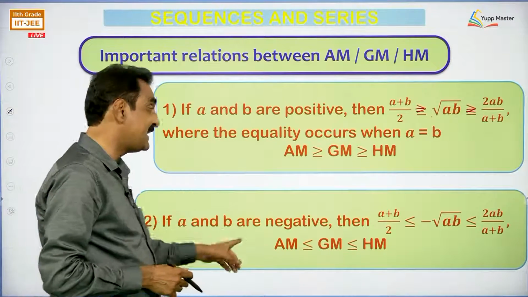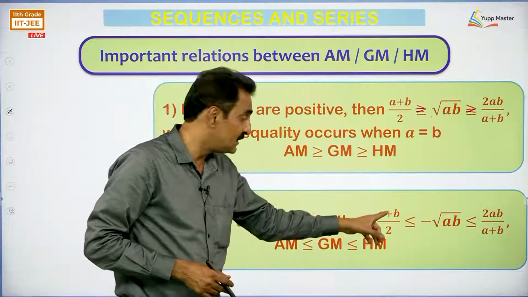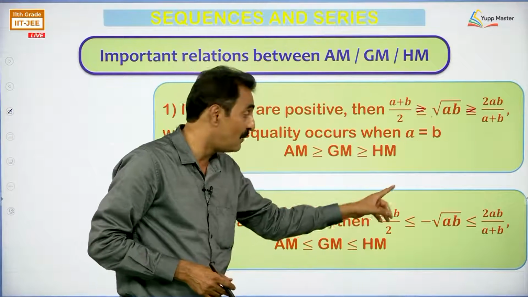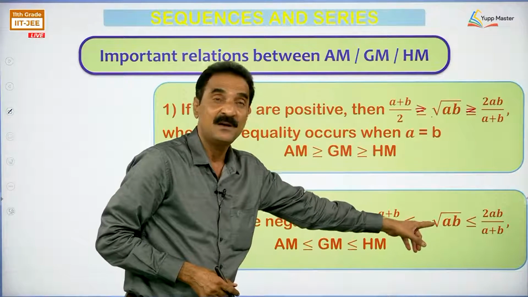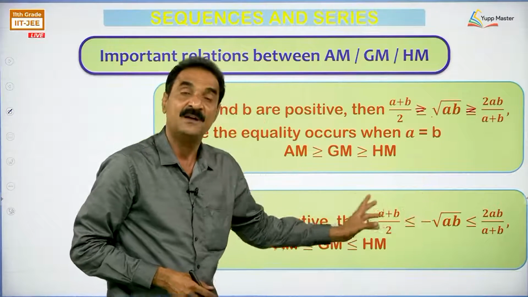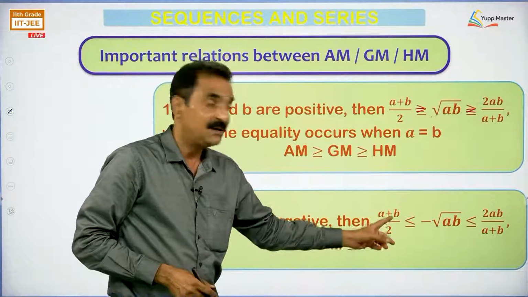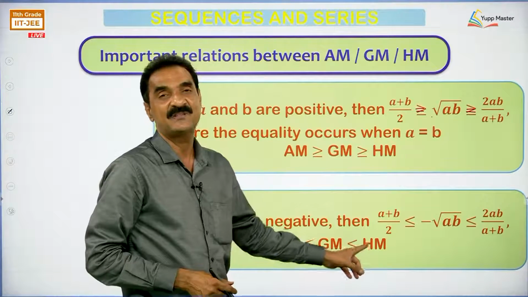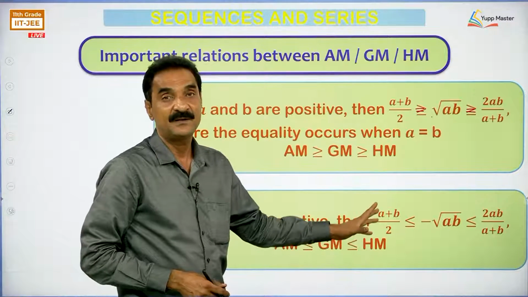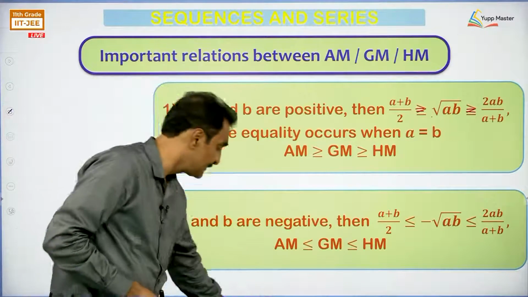When A and B are negative, then arithmetic mean is (A plus B) by 2, but geometric mean should be taken as minus root AB, harmonic mean is 2AB by (A plus B). Now the relation is reverse. AM is less than or equal to GM, less than or equal to HM. Alright, all of you carefully remember this.